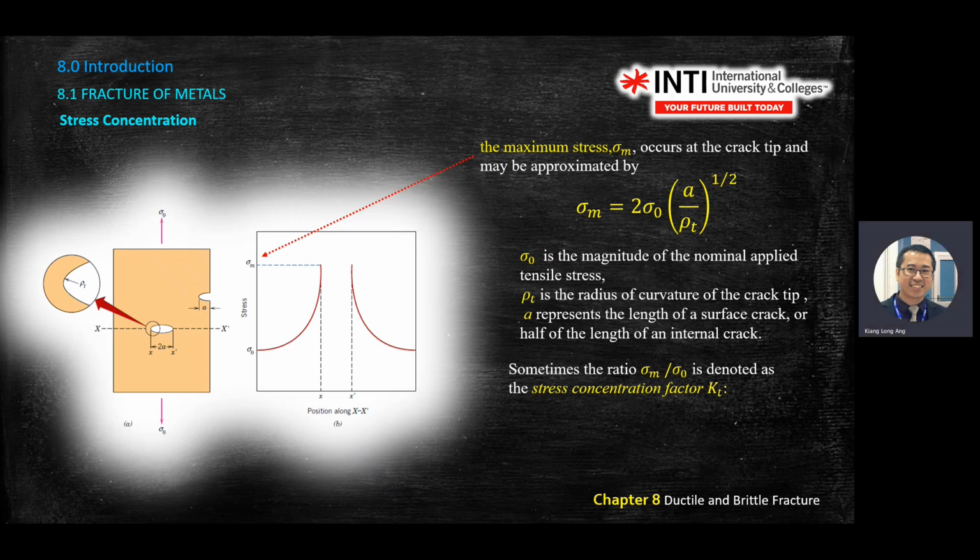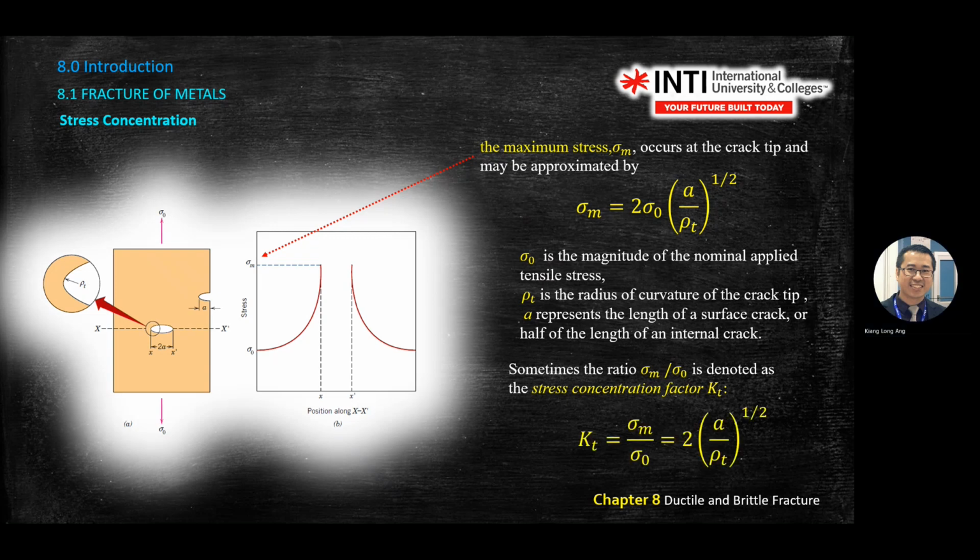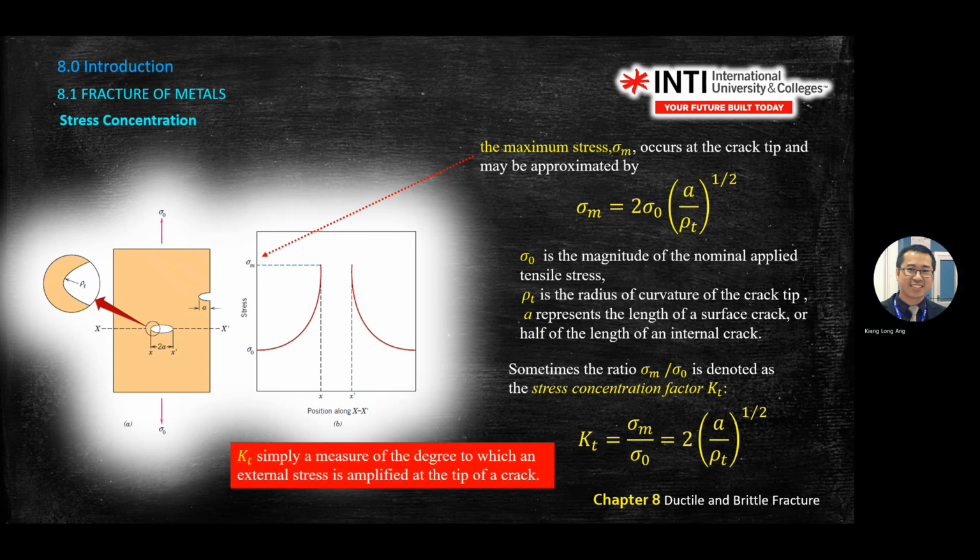So if you move your equation, you move your nominal stress to the left, you'll get 2 times the square root of A divided by rho. So by giving you the stress concentration factor, you can find the A and rho. Or you can find the maximum and nominal. One of them will be missing. So you find the value.